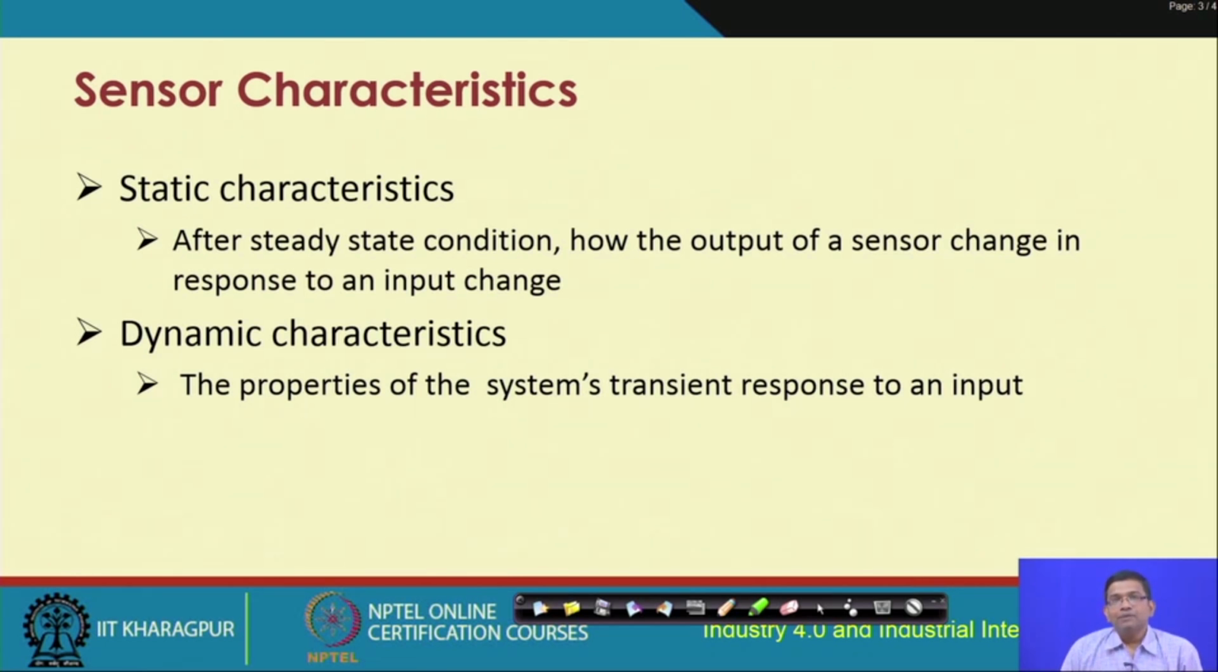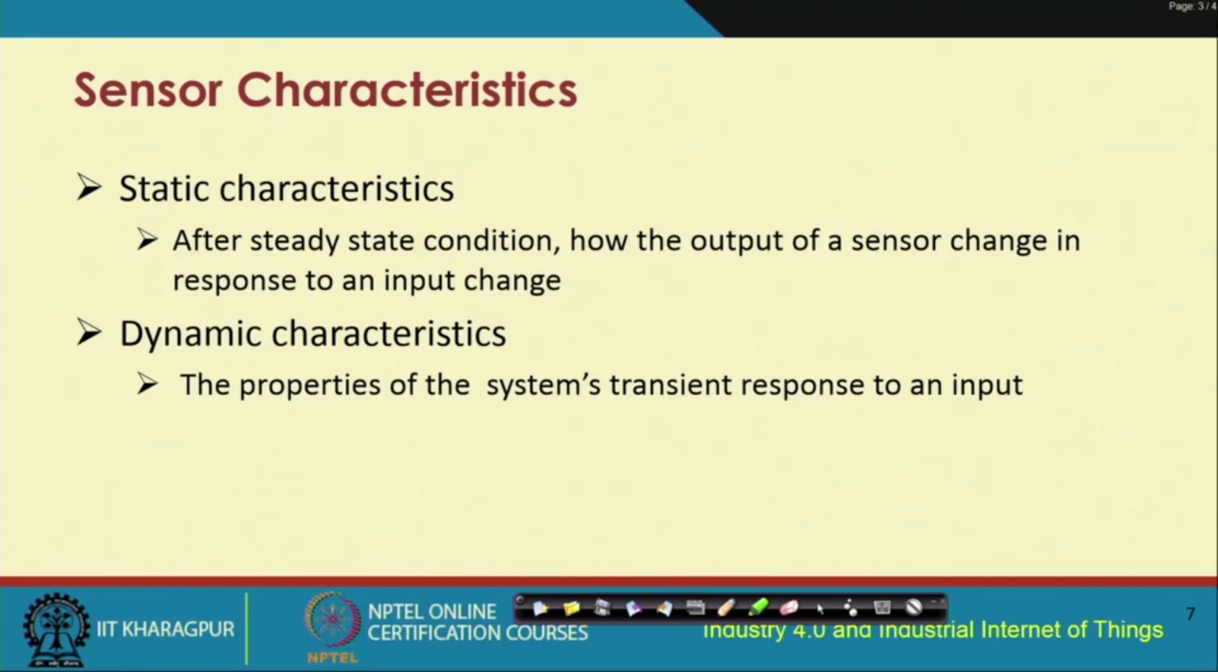So, before that, let me try to tell you about how a particular sensor works. Different sensors have different operating mechanisms, but in general, after a sensor starts its operation, it takes a while, not necessarily in many cases, to come to something called the steady state. So, it will come to a steady state of operation and then it will work in that steady state. So, static characteristics basically are about the characteristics of a particular sensor in the steady state condition. Once the sensor has come to its steady state, how the output of a sensor changes in response to the input change.